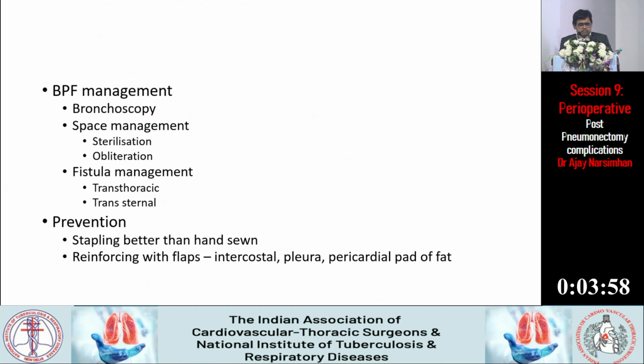But as I'm telling you, prevention is always better than cure. There have been a lot of studies and now it's almost proven that stapling is better than hand-sewn bronchial closure. It reduces the incidence of bronchopleural fistula in the postoperative period, and if possible, it's always better to reinforce with flaps, intercostal, pleural or pericardial pad of fat to maintain the vascularity of the bronchus.